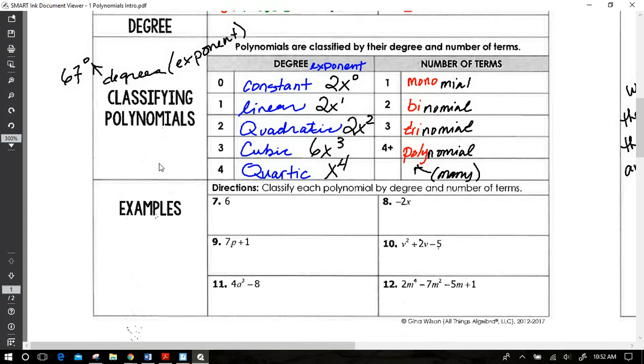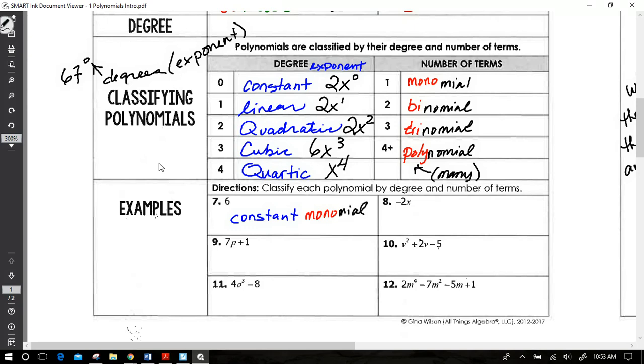So number 7, what is the name of this function? Well, it is a number all by itself with no exponents. So this is going to be a constant. And then how many terms does it have? It has 1 term. So it's going to be a constant monomial.